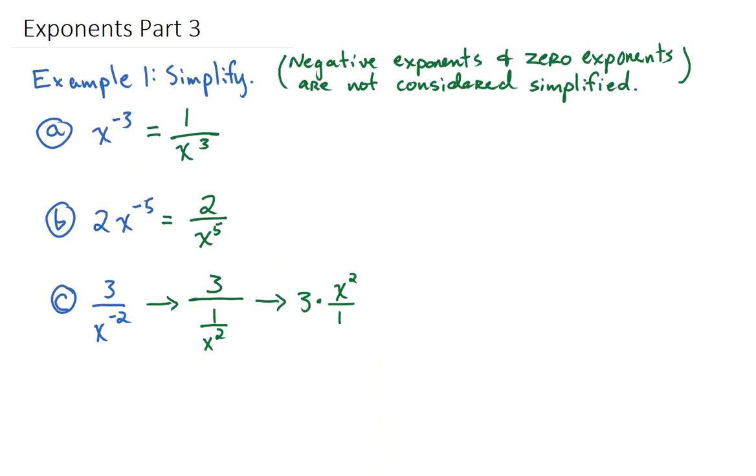Alright, so now I want to simplify this by doing the actual multiplication. 1 over x squared, x squared divided by 1 is just an x squared, because dividing by 1 doesn't change anything. So this is just going to simplify to 3x squared.